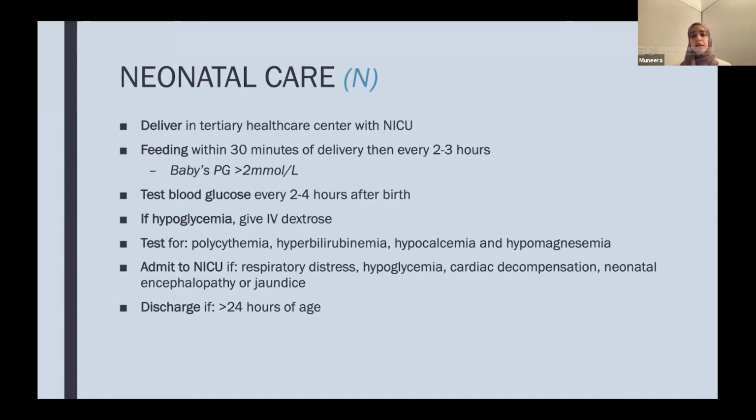If they have hypoglycemia, then we give IV dextrose. We need to test for the complications associated with hyperglycemia, such as polycythemia, hypocalcemia, and hypomagnesemia. We admit to the NICU if the patient demonstrates signs of respiratory distress, jaundice, or hypoglycemia. We can only discharge the baby if they are more than 24 hours old.